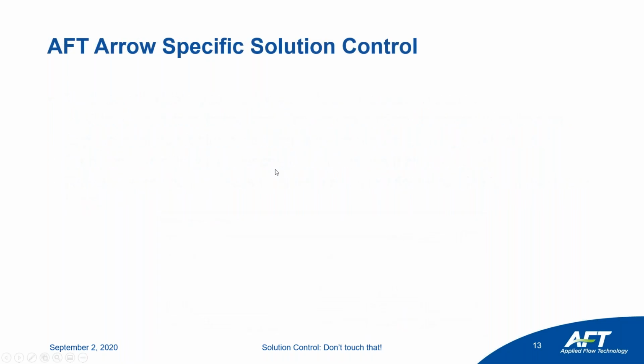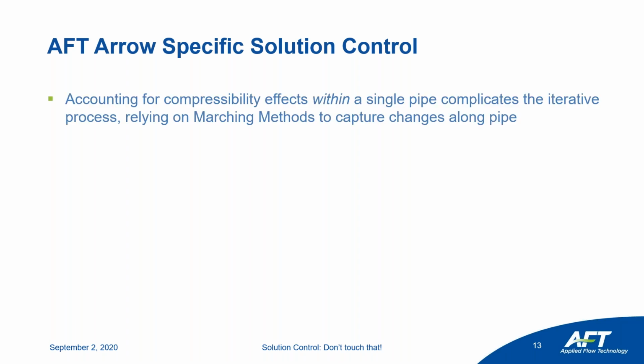So with that, let's take a look at some Arrow specific solution control. With Arrow, as opposed to Fathom, now we can't rely on volumetric balances. So mass is always conserved, energy is always conserved. Now with Arrow, we have to account for the compressibility of the fluid itself. Not only do we account for it across the whole system, we have to account for it in each and every pipe. So by accounting for these effects within the pipe, it's going to complicate that iterative process.